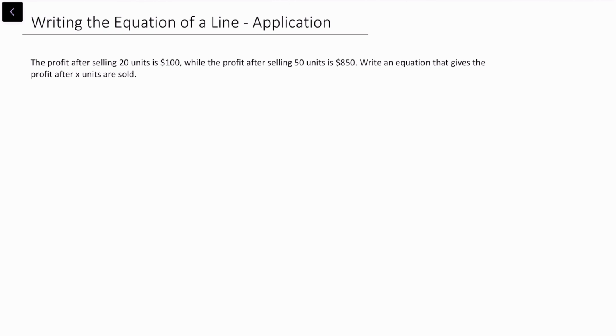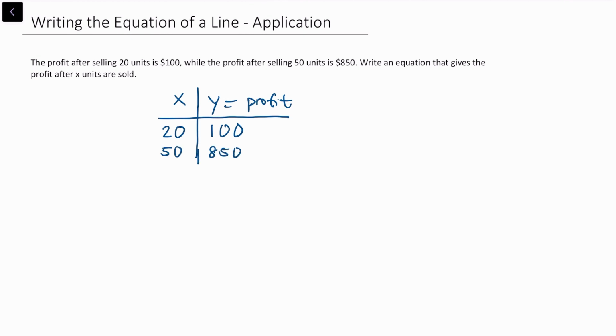That actually makes sense. What we're going to do is write the equation, assuming that it's a linear equation, that gives the profit after X units are sold. So we have X being the number of units, and we're going to call Y the profit. And the information was actually given to us as ordered pairs without explicitly saying that. We know that when X is 20, the profit is 100, and when X is 50, the profit is $850. So we have two ordered pairs.